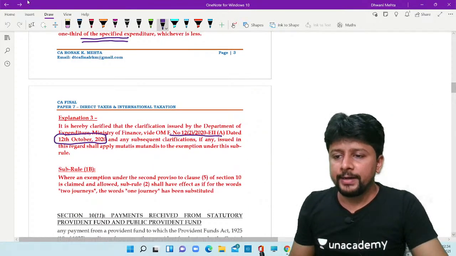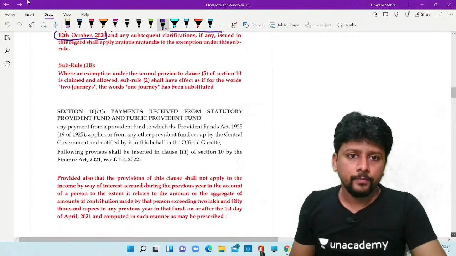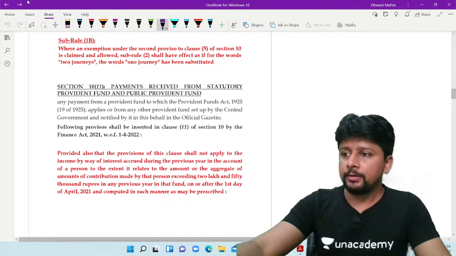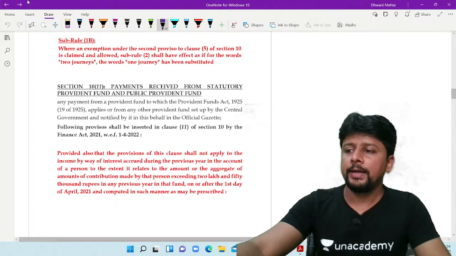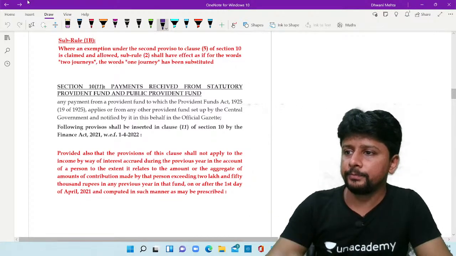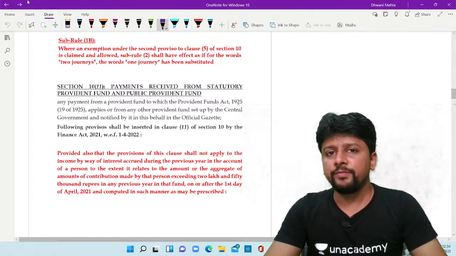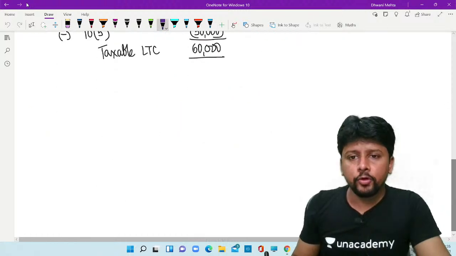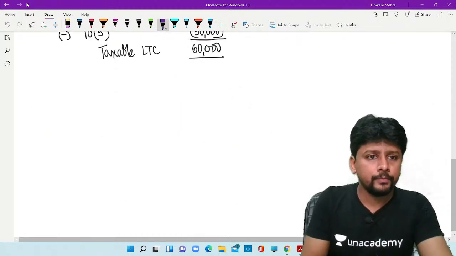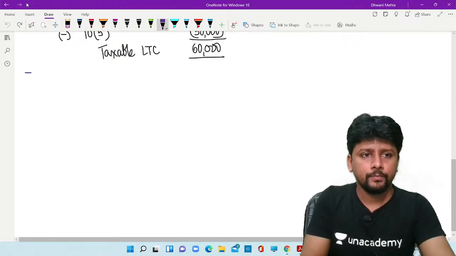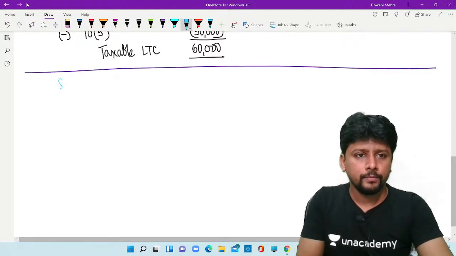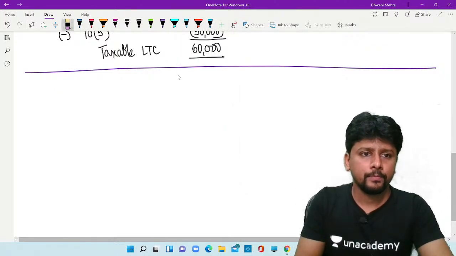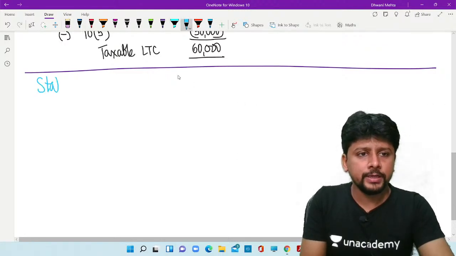Chalo. Moving ahead. Okay. Another amendment. This will also affect CA final and CA inter students both. Statutory Provident Fund, Recognized Provident Fund, and Public Provident Fund. When you receive money on retirement, you get exemptions. There are four types of provident funds that you have.